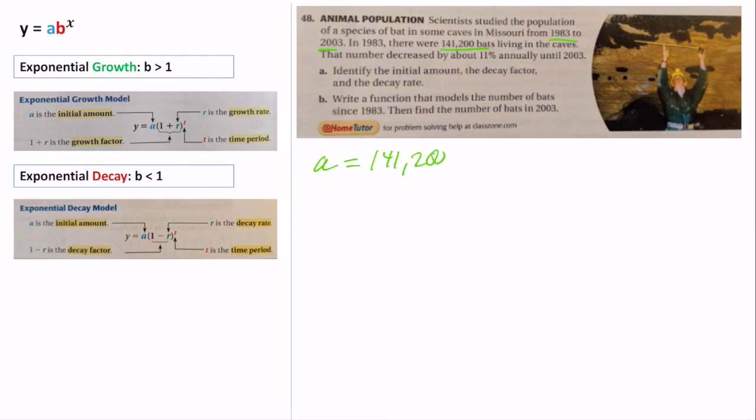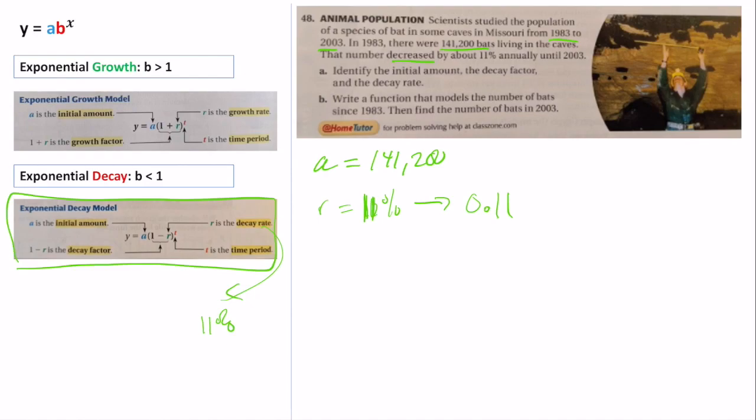That number decreased by about 11% annually until 2003. So decreased. I know I'm looking over here at decay, and I know my R, right? R is the decay rate. I know that that is 11%. So I'm going to say R is 11%, but I want to write that as a decimal. So that's going to be 11 cents, which we would write like that.